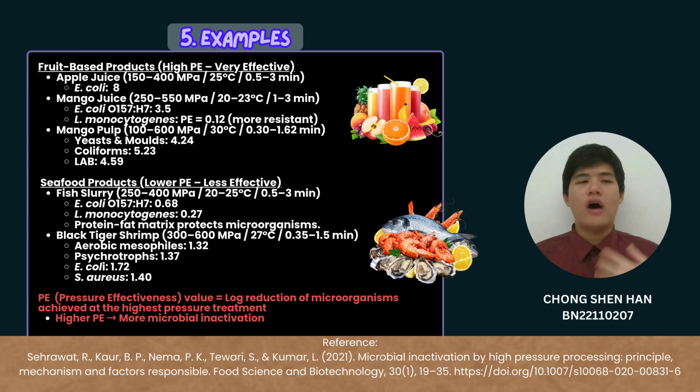These examples highlight how food composition significantly influences HPP performance, with fruits allowing higher microbial inactivation, while seafood products tend to protect microbes.